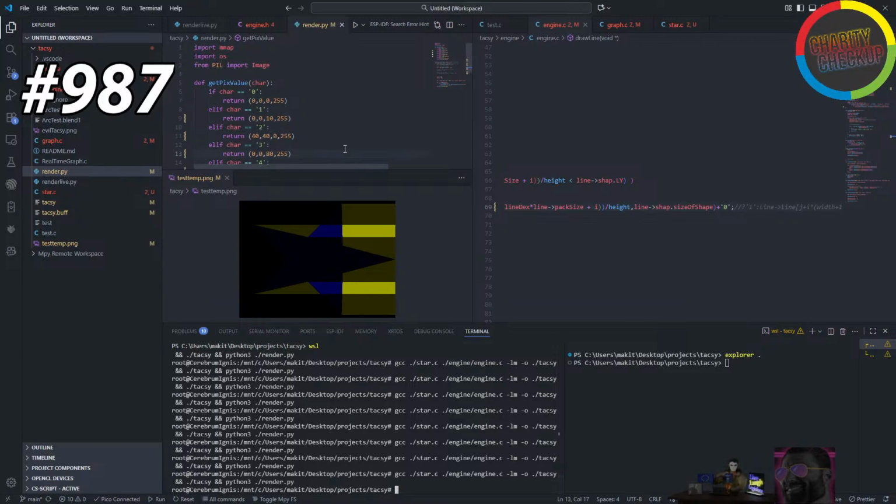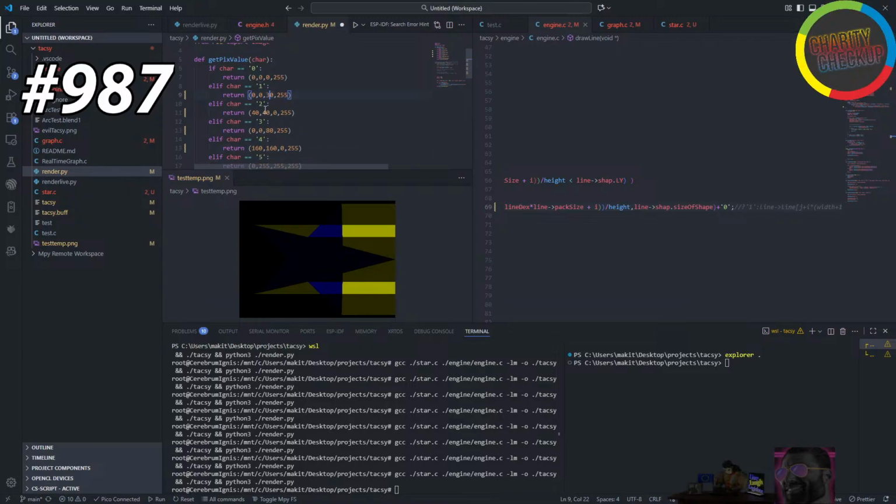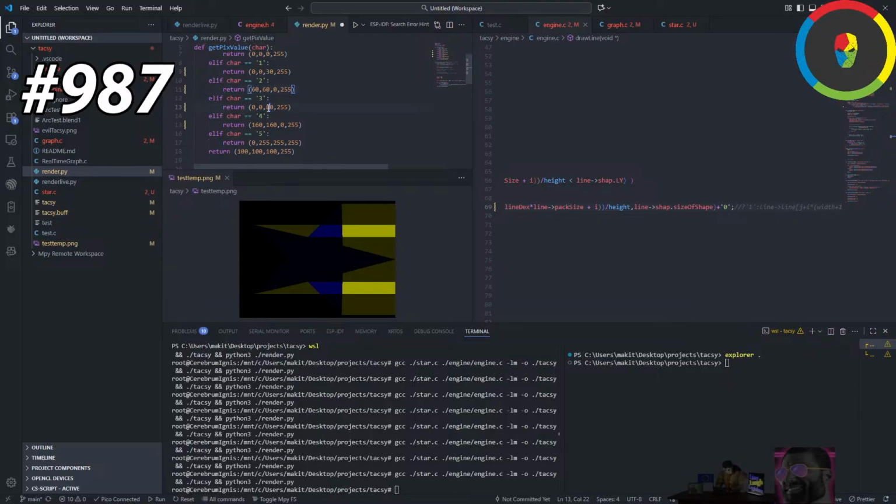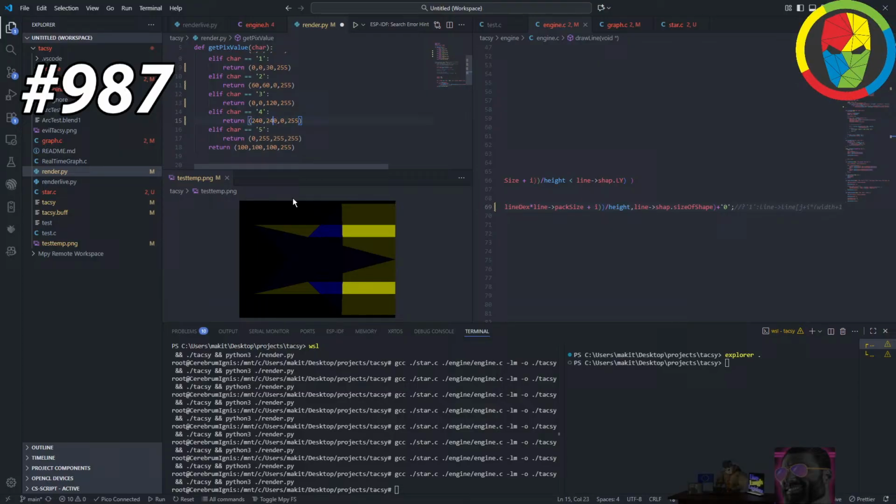Oh, but now it's too dark. Damn it. Let's double it. There we go. Now right here it's represented with brightness, and also all the odd numbers are blue whilst the evens are yellow.